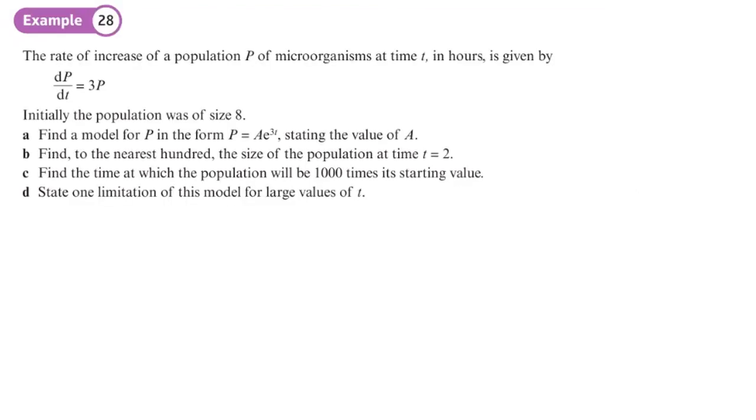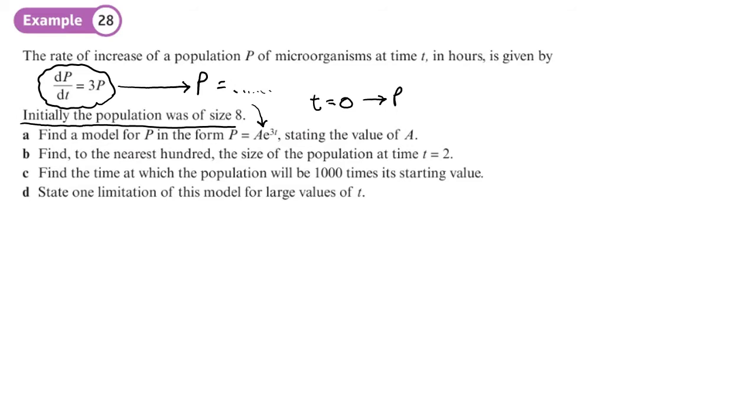So here we have a differential equation which we need to solve, and the question says that we need to write p equals, and it tells us what form we need to get it in. It says initially the population was the size of 8, so that means that when t is 0, p was 8. I'm just going to write those down. Part A, find a model for p in the form p equals a e to the power 3t, stating the value of a.